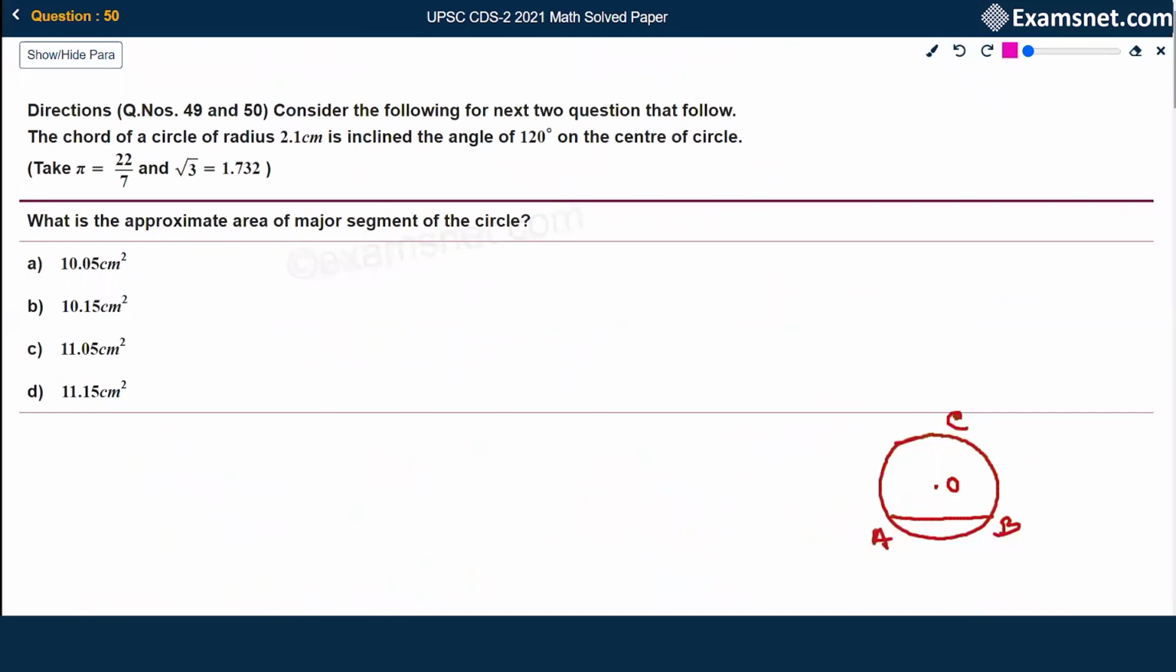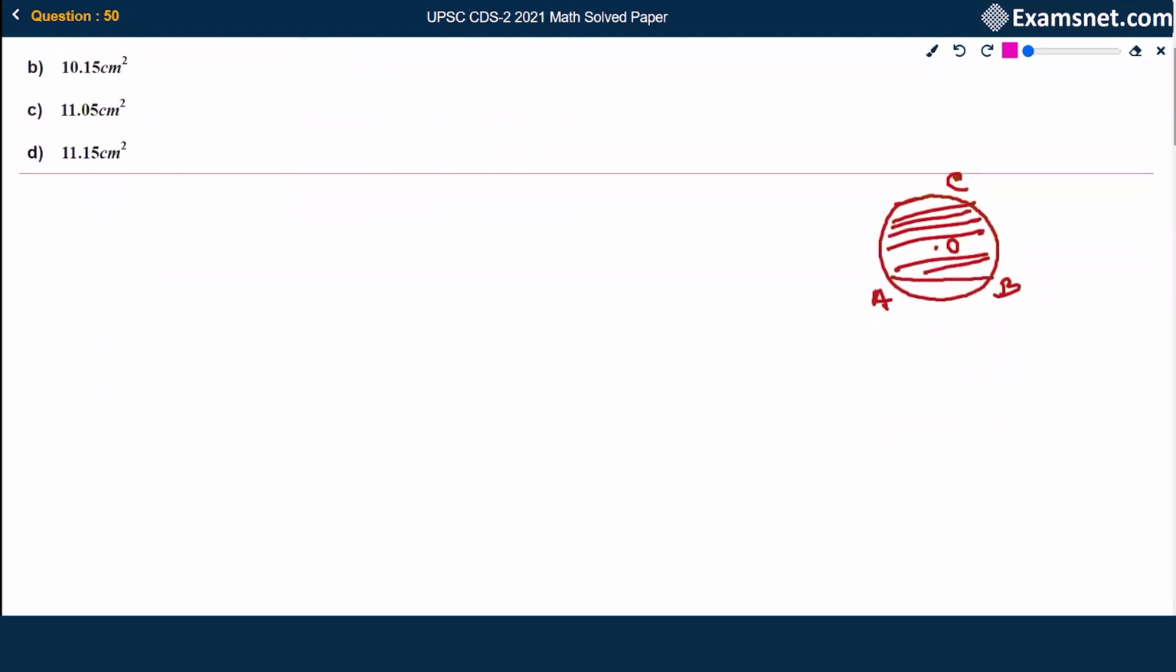In question number 50, it is given: what is the approximate area of the major segment of the circle? It is the continuation of the previous sum, where the chord of a circle of radius 2.1 centimeter is inclined at an angle of 120 degree at the center of the circle. So here I have already drawn the figure. This part is called the major segment. How can we find the area of this part?